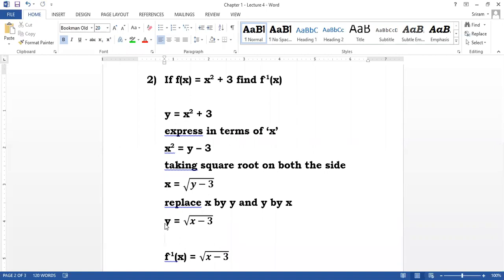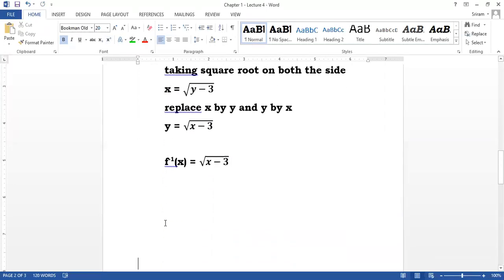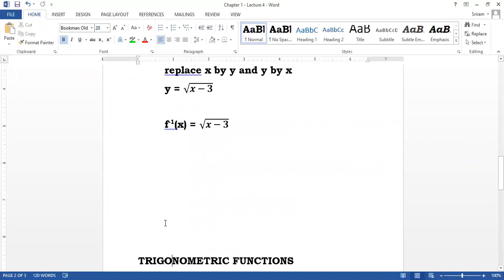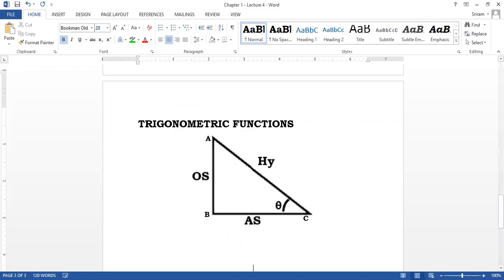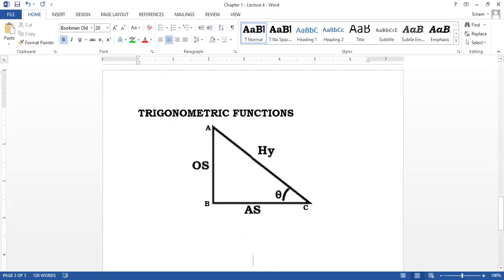See, today we are going to discuss some important chapter, we can say. That is the reason why I am teaching in Microsoft Word instead of PowerPoint. Because in PowerPoint, we cannot add diagrams and other things. It will be a little bit difficult. So I'm using Microsoft Word.